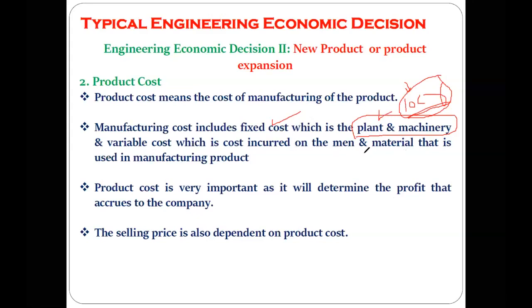And this will always be there related with their particular product, the cost related to the men and material. Understood? So manufacturing cost includes the fixed cost, that is the cost related with the plant and the machinery, and the variable cost, which is the cost related with the men and the material, like the cost of raw material, etc. And using all these, your product cost is generated.